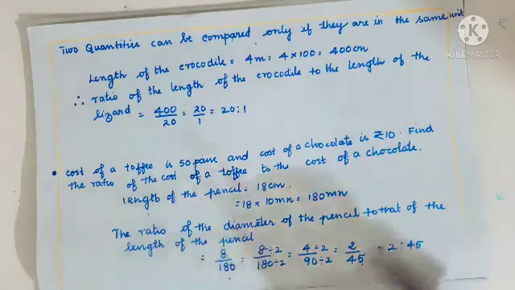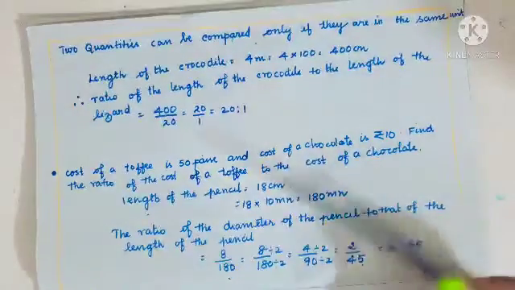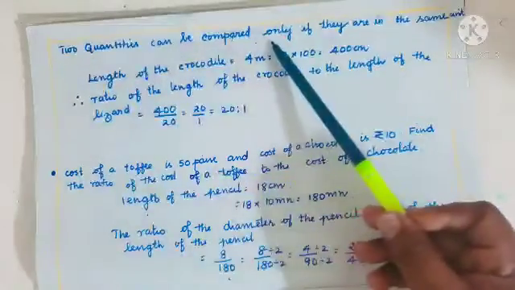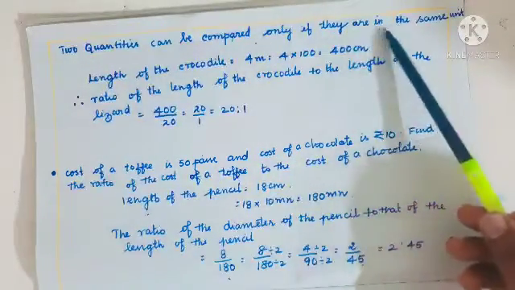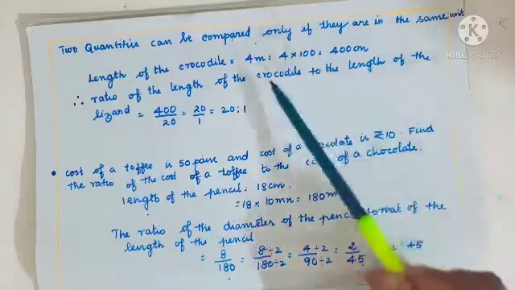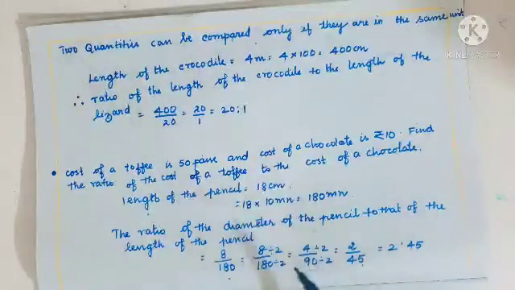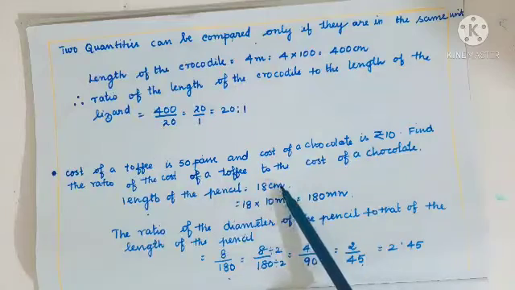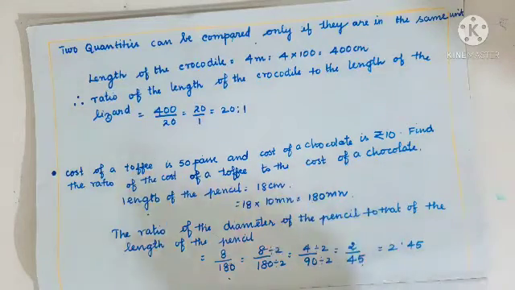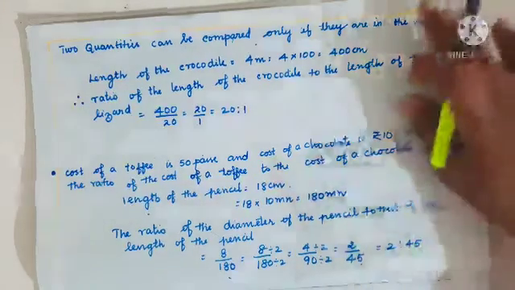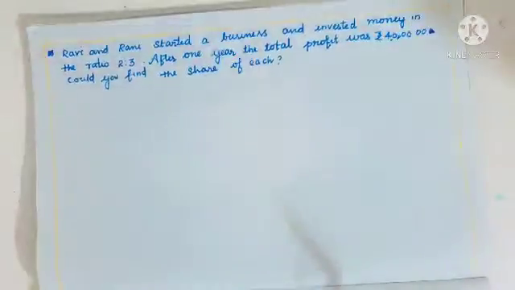So the thing you have to listen in this concept is two quantities can be compared only if they are in the same unit. So here meter and centimeter, and here millimeter and centimeter. So you have to consider the unit when you compare two things. That is the main point. Understand it? Right. We'll go for the next thing.